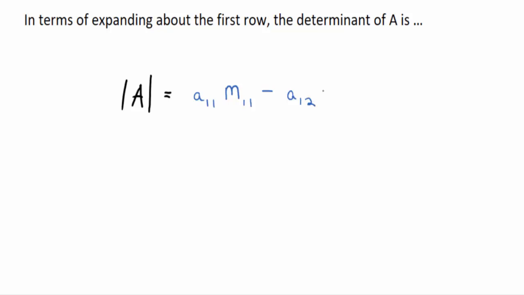And then minus, by definition, we went to the next number over in the first row, which is A12, and you had to multiply that times the determinant of the submatrix associated with A12, which you got by crossing out the corresponding column and corresponding row. That would be called M12. And then plus, what would the last one be? A13 times M13. So the symbolism is just so that we can write down a symbolic definition of the determinant. So in terms of expanding about the first row, the determinant of A is A11 M11 minus A12 M12 plus A13 M13.